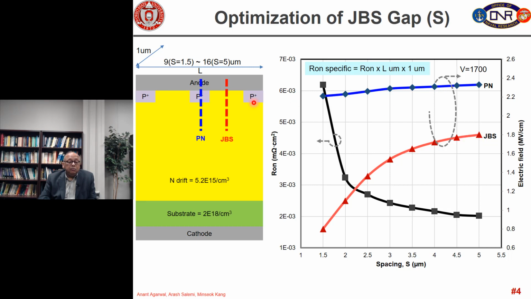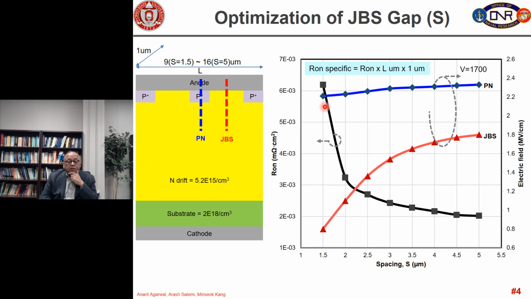We want to minimize this electric field. The other electric field we are plotting is right here at the bottom of the P plus junction, and you can see that field roughly stays constant. So remember, we want to reduce the field here in the middle of the JBS gap, so we can then reduce the amount of barrier lowering and therefore reduce the leakage current, as we had discussed in the last lecture.